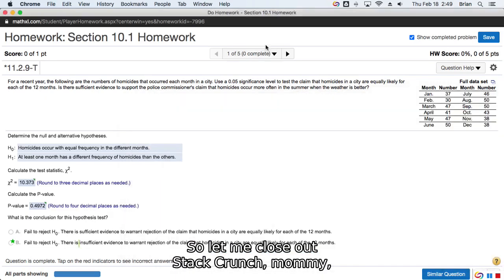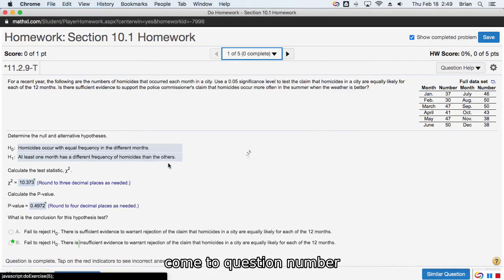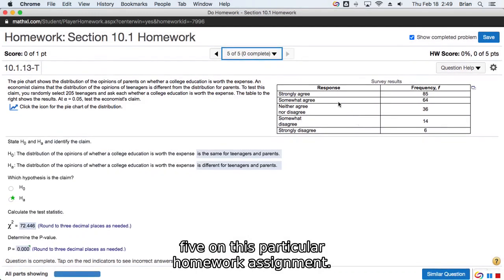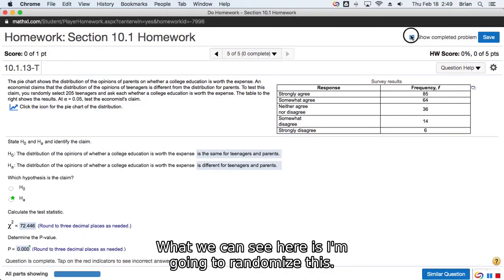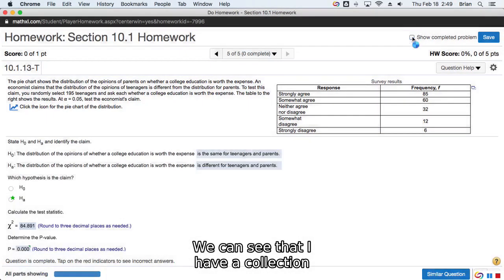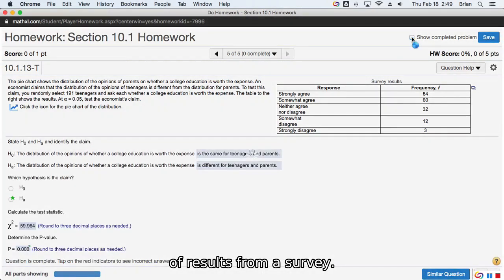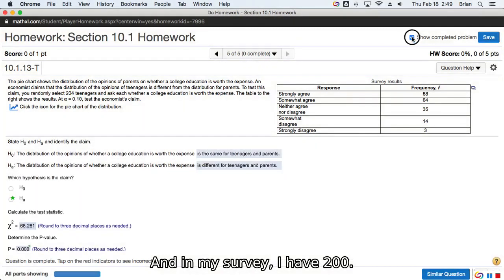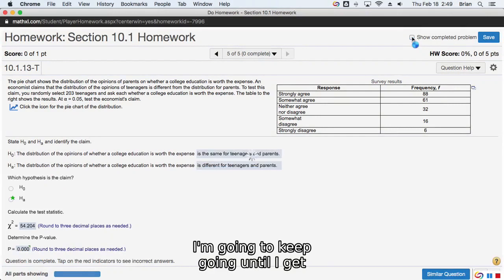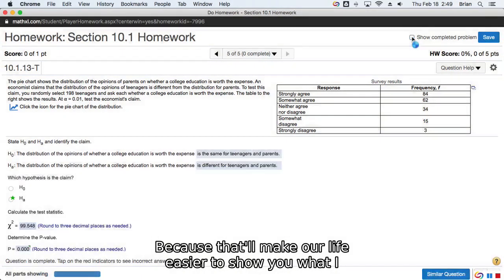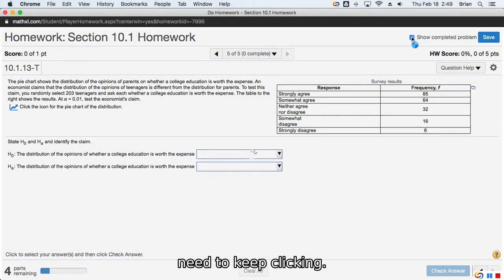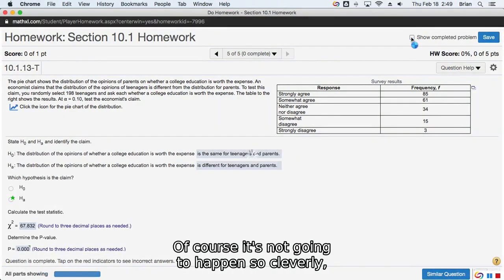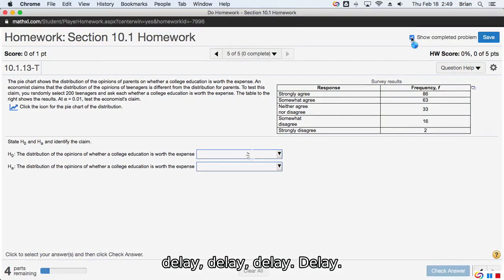So let me close out StatCrunch. Let me come to question number 5 on this particular homework assignment. What we can see here is I'm going to randomize this. We can see that I have a collection of results from a survey. And in my survey, I have 200. I'm going to keep going until I get the problem with a 200 because that'll make our life easier to show you what I need. Let me keep clicking. Of course, it's not going to happen, so cleverly delay.